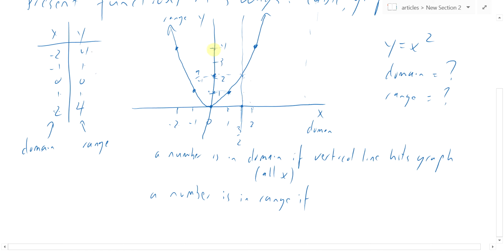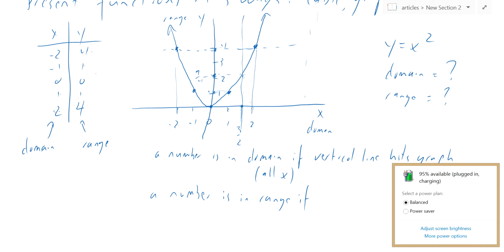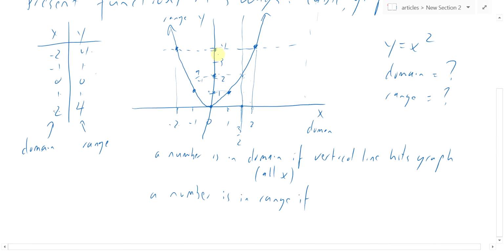Well, if I pick 4, is that in the range? Sure. If I look at this horizontal line, it hits the graph in 2 points, here and here. So x equals 2, if I give the function 2, it'll give me back 4. If I give the function minus 2, it'll also give me 4. So if the horizontal line hits the graph, and here, that's only y greater than or equal to 0.